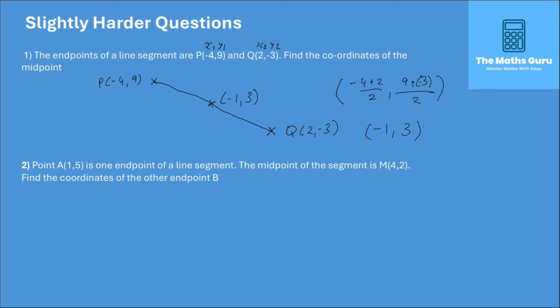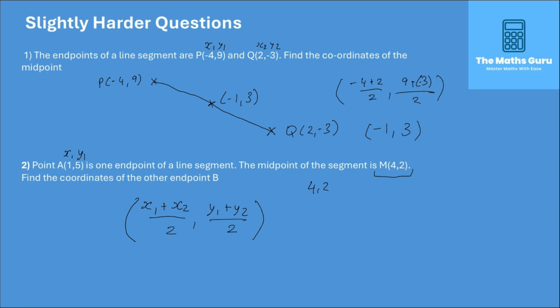Now, point A (1, 5) is one end of a line segment. The midpoint of the segment is (4, 2). Find the coordinates of the other endpoint. So we'll call this x1 and this one y1. Right. So looking at our midpoint formula, this is a representation of our midpoint. So we can call this an expression for our midpoint, right? And we know for some values of x1, x2, y1, and y2, our midpoint will become (4, 2).